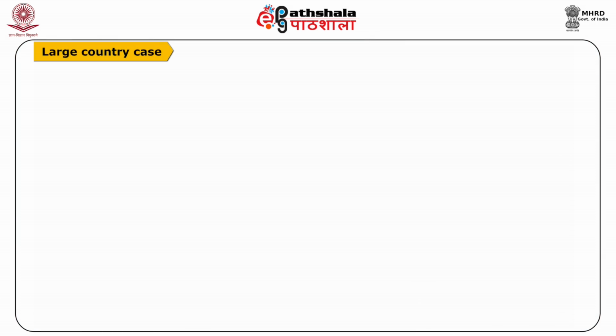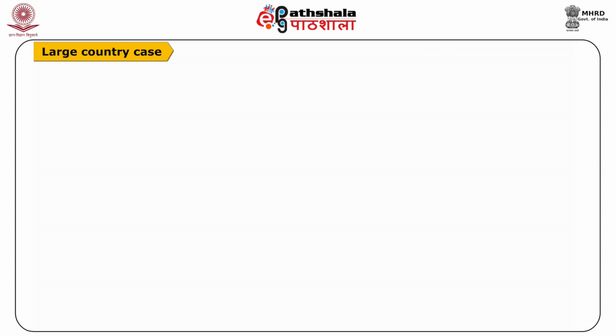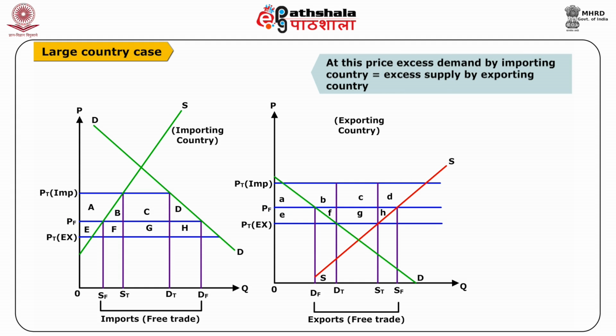Now, we will take the large country case. We assume that there are only two trading nations, one importing and one exporting. The supply and demand curves for the two countries are shown in the figure. PF is the free trade equilibrium price. At this price, the excess demand by the importing country equals the excess supply by the exporting country.